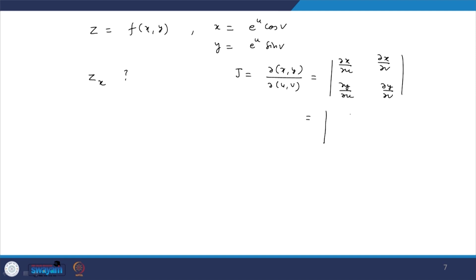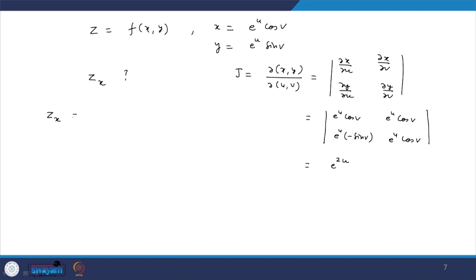Del x by del u is e raised to power u cos v, del x by del v is e raised to power u times minus sin v, del y by del u is e raised to power u sin v, and del y by del v is e raised to power u cos v. The determinant is simply e raised to power 2u. So, this is the Jacobian.